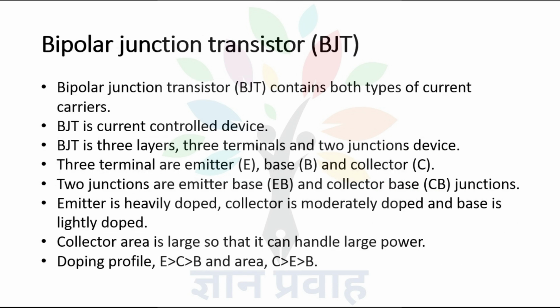Bipolar junction transistor. The name bipolar suggests that there are both types of charge carriers, electrons and holes. So in case of bipolar junction transistor or BJT, both types of charge carriers are available in this device. BJT is a current control device and it has three layers, three terminals and two junctions.